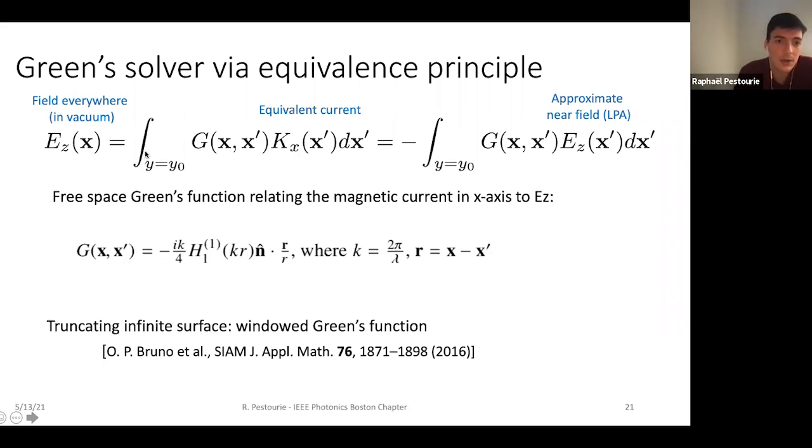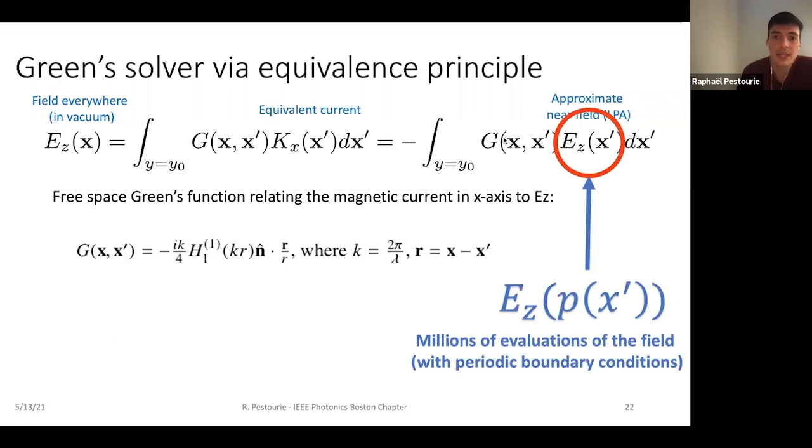This integral here has an infinite support because you have an infinite interface, but you can truncate this infinite support by using a windowed Green's function. Now, another thing I want to point out here is that in this integral, in order to get this E_z(x'), we're solving a lot of times the same small simulation problem of Maxwell's equations, but with different widths of the pillar.